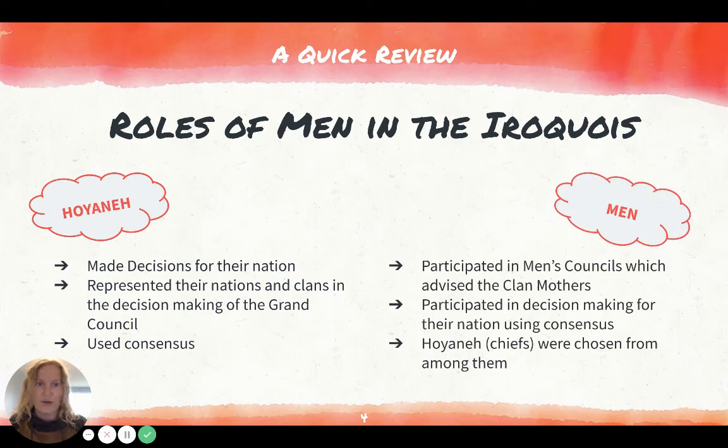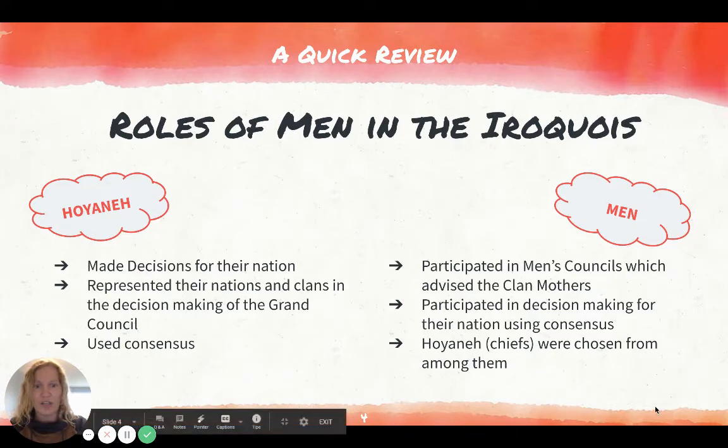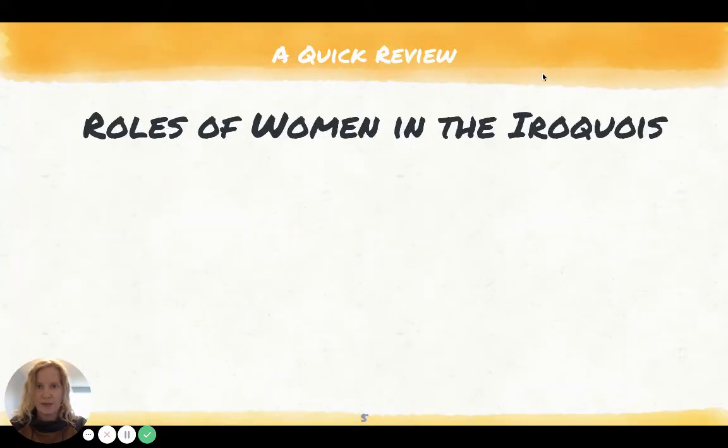Other men in the Iroquois participated in men's councils, which helped to advise the clan mothers and the Hoyana. So they would help participate in choosing who would become the chief based off of what they would tell the clan mother they believed would make the best leader. They participated in decision-making for their nation using consensus. You're going to see that coming up a lot. And the chiefs were chosen among them as well as the women's council.